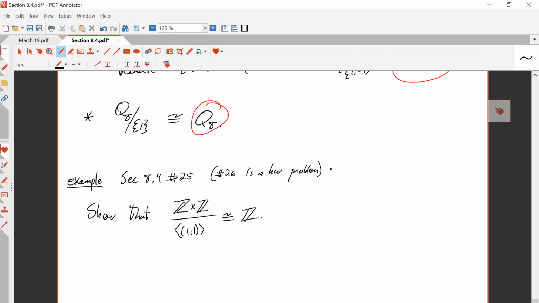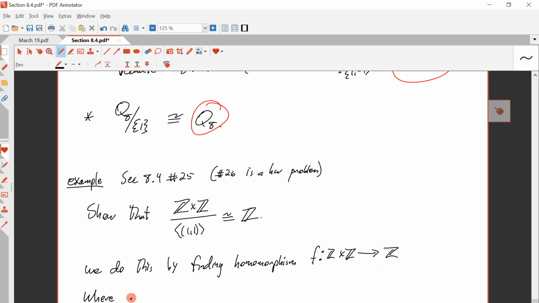We do that by finding a homomorphism f from Z cross Z to Z, where the kernel of f is equal to the cyclic subgroup generated by (1,1), which is the set of all (t,t) such that t is an element of Z.